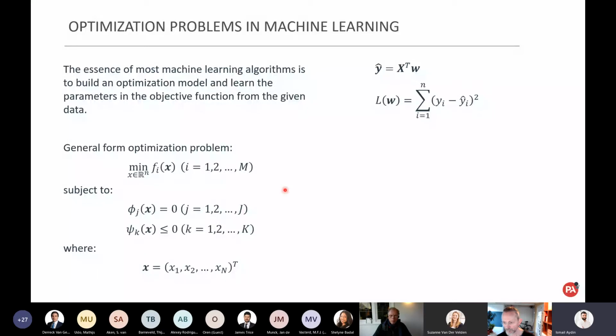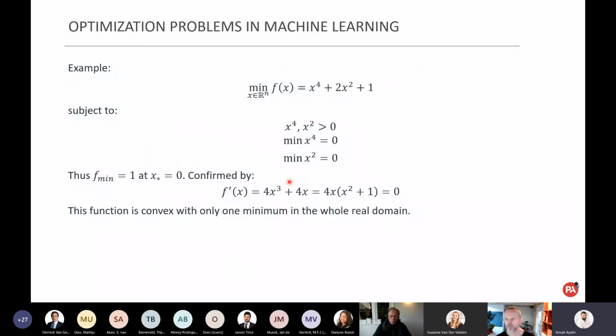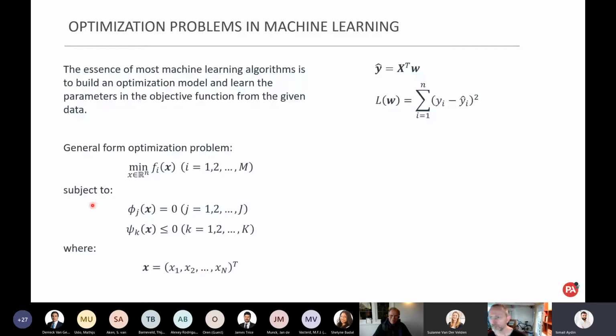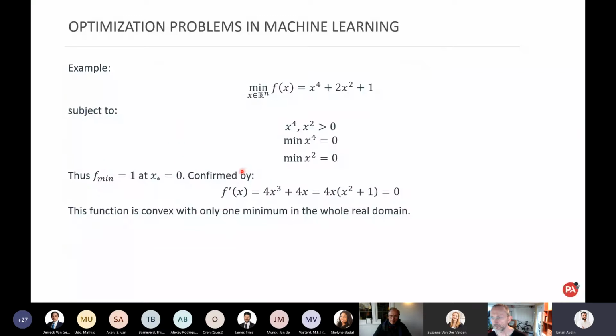And then it is all about applying an optimization solution to it. Because this is general, it can be a bit confusing, so let me give a rather simple example to get you familiarized with it. Let's say we have a function that looks like this, and we want to minimize that function.